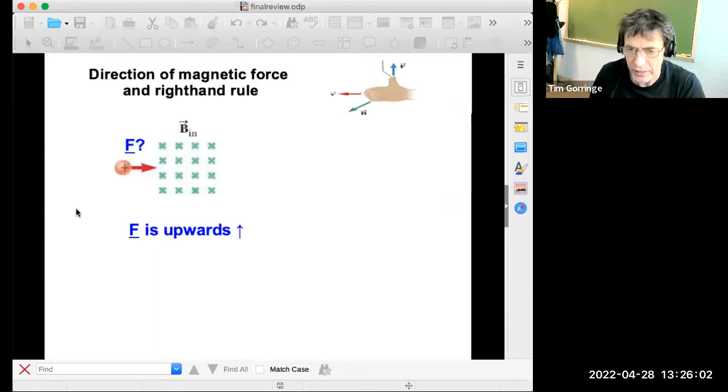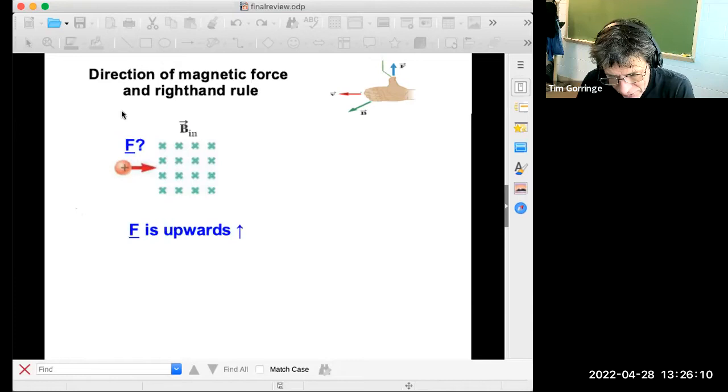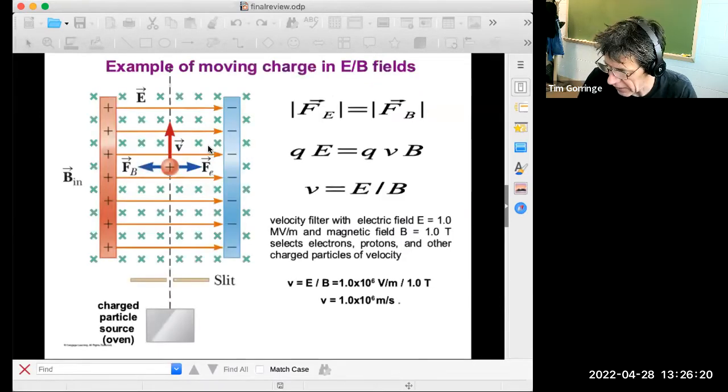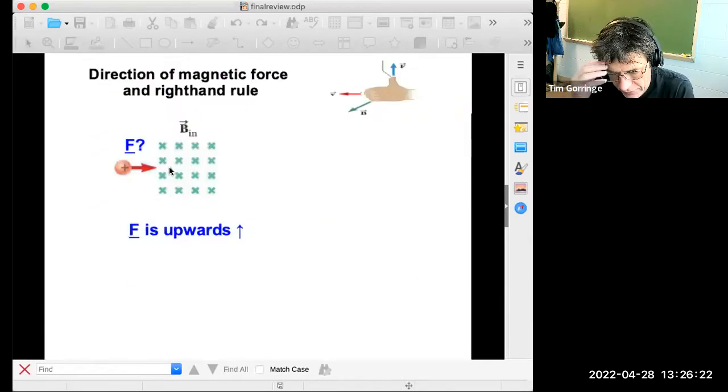Okay, here's just a quick example of that. And I'm never sure whether this works properly in Zoom or not. But in this case, we've got a moving positive charged particle. It's traveling towards the right from the left. It's moving through a region of field where the field, the crosses indicate, is heading into the screen. And we've got to figure out the direction of the force in this situation.